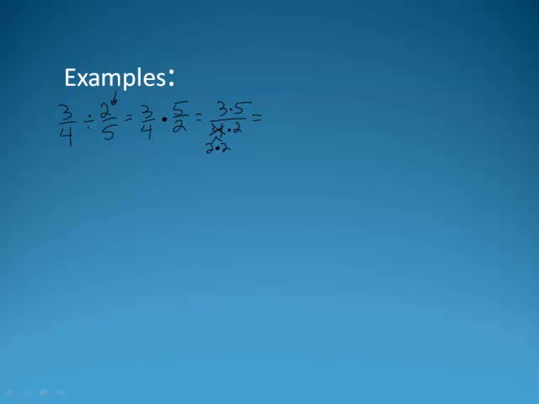So we're stuck just doing the multiplication. It doesn't reduce. 3 times 5 is 15. 2 times 2 times 2 is 8. And our final answer is 15/8.